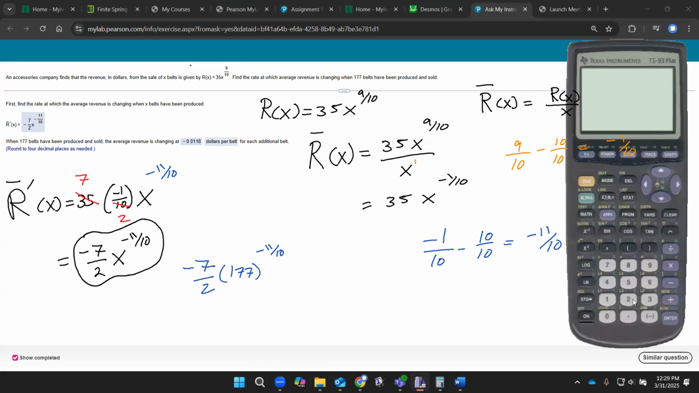Pull up my calculator. Negative 7 halves, 177 to the negative 11/10. And I get 0.0117, and they got 0.118, so they're just rounding. Okay. Hopefully that helps.